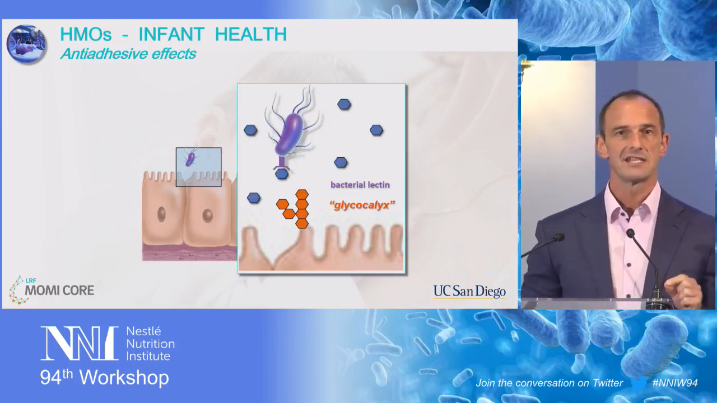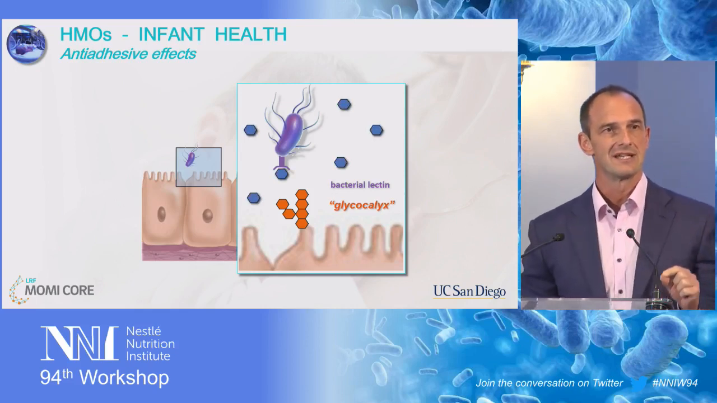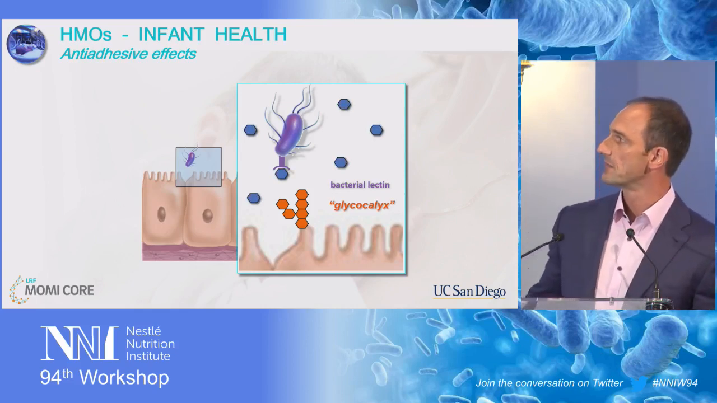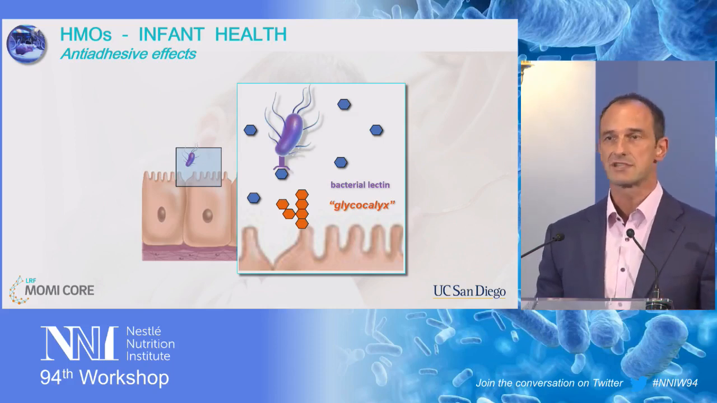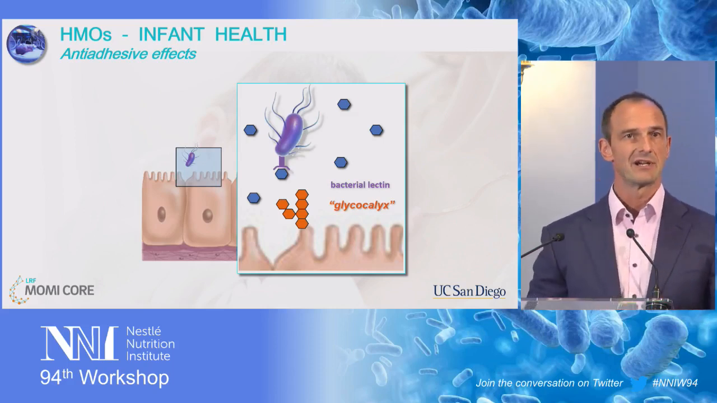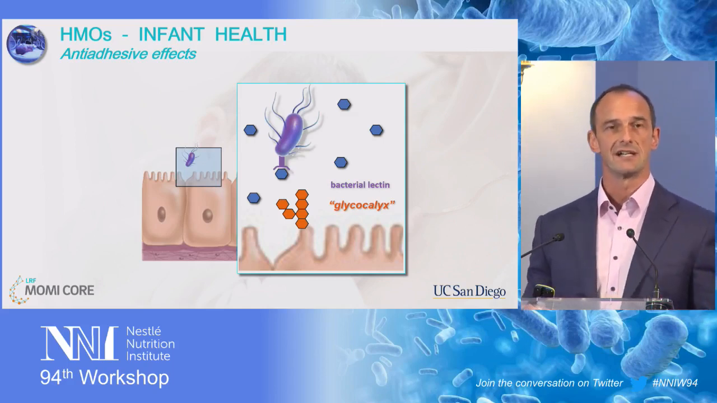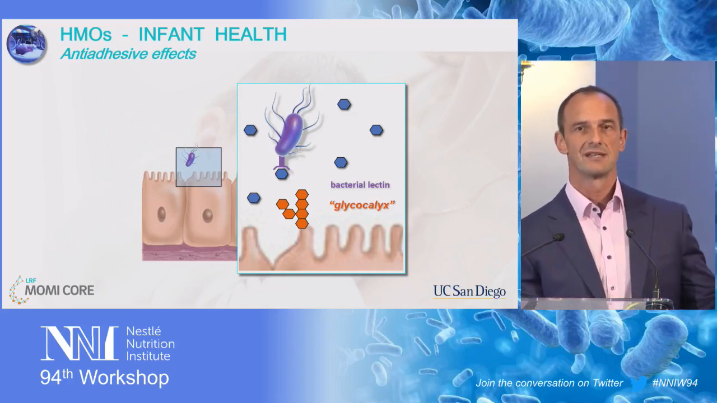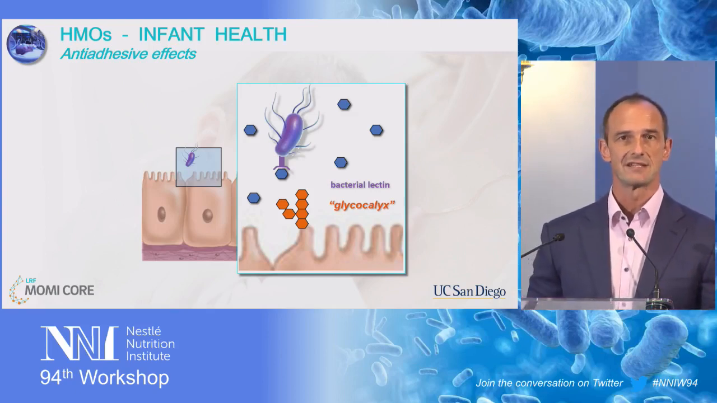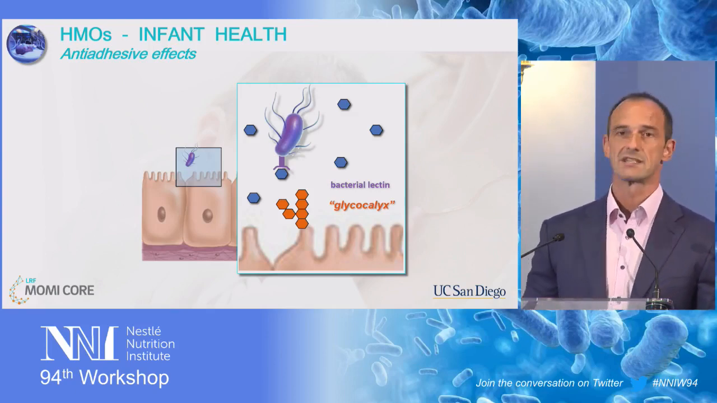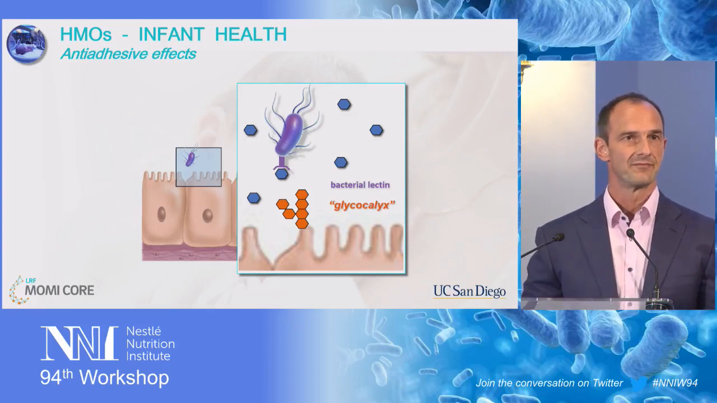And it turns out that these human milk oligosaccharides resemble some of the epitopes that we find on the glycocalyx. They serve as soluble decoy receptors, bind to the bacteria. Bacteria can no longer bind to your epithelial cells, and they get flushed out. So that's why we believe that these anti-adhesive effects of oligosaccharides protect us from some of the infectious diseases.